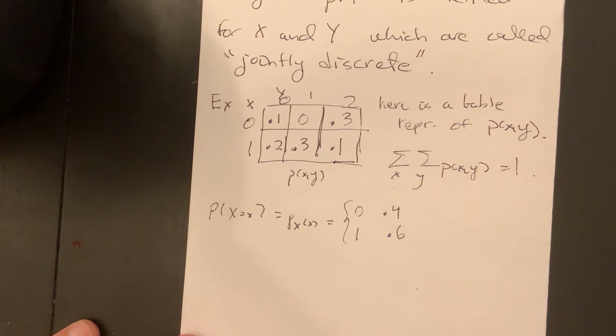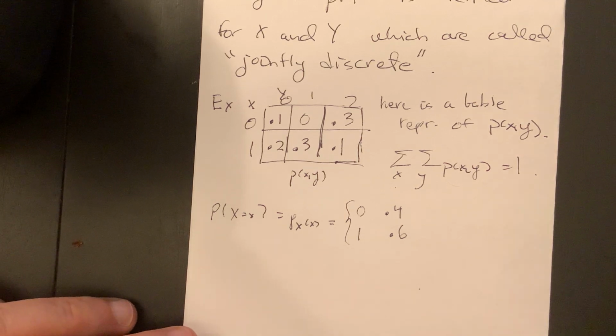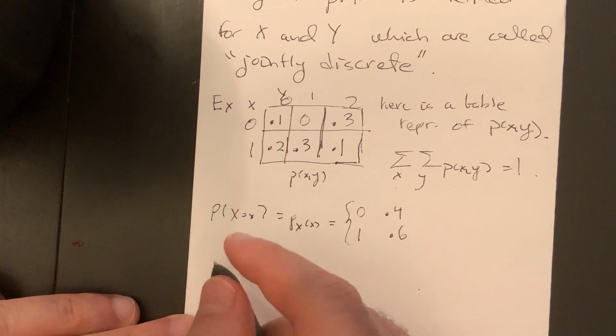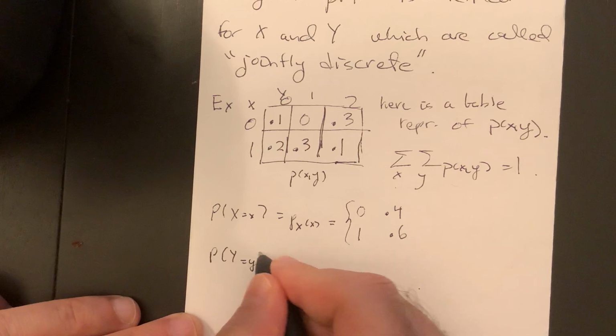You notice, I could say x has a Bernoulli distribution with p equals 0.6. It's true, but there's more information than that. X also has a joint distribution with y. So in other words, there's information about if y is something, then x is influenced by that.